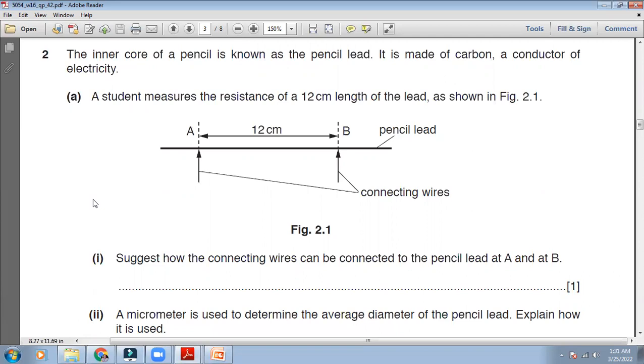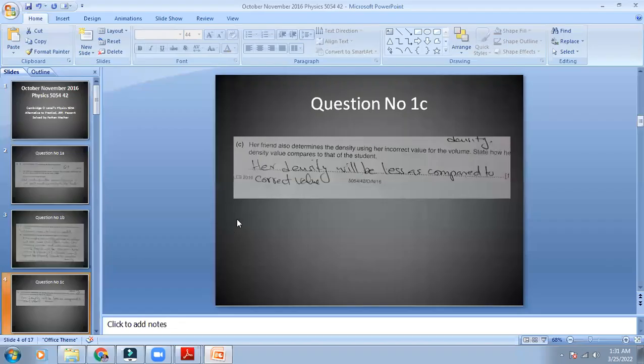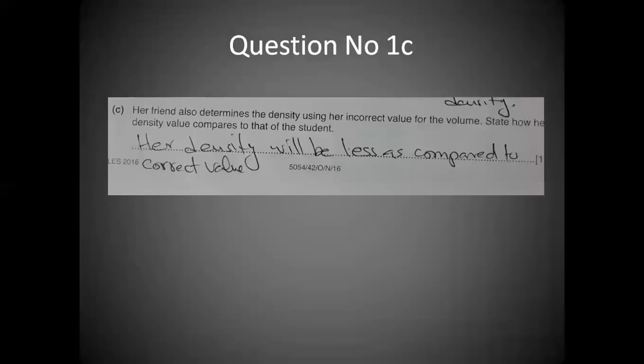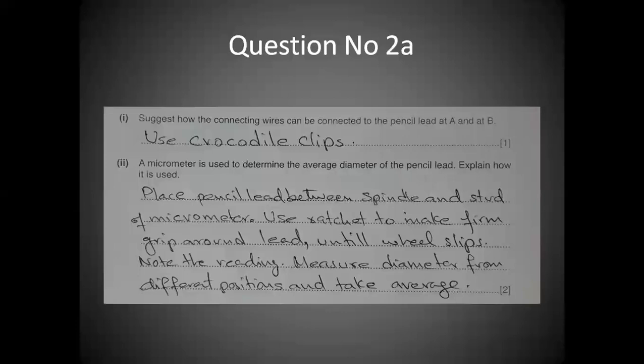So, just how the connecting wires can be connected to the pencil lead at A and B, you can use the crocodile clips. The crocodile clips can be connected with the wires, and those wires and crocodile clips can hold from point A and point B. So this is use crocodile clips. Let me show you my answer. My answer is use crocodile clips.